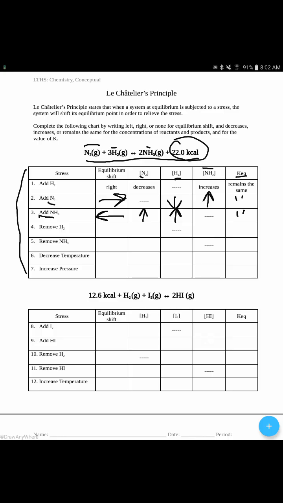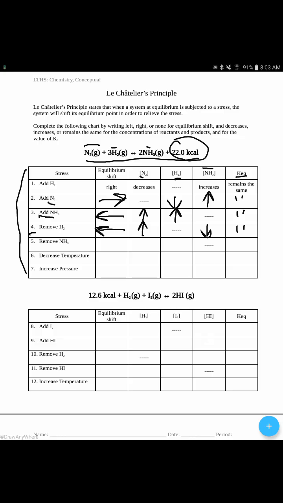Now, if we remove something, so number 4, if we remove something, then the reaction will shift towards the thing that gets removed. So if we remove H2, H2 is on the left side, so it will shift towards the H2 to the left. And if it shifts to the left, the other reactant, N2, will increase. And the product, since it's shifting away from that, will decrease. And again, the KEQ stays the same.